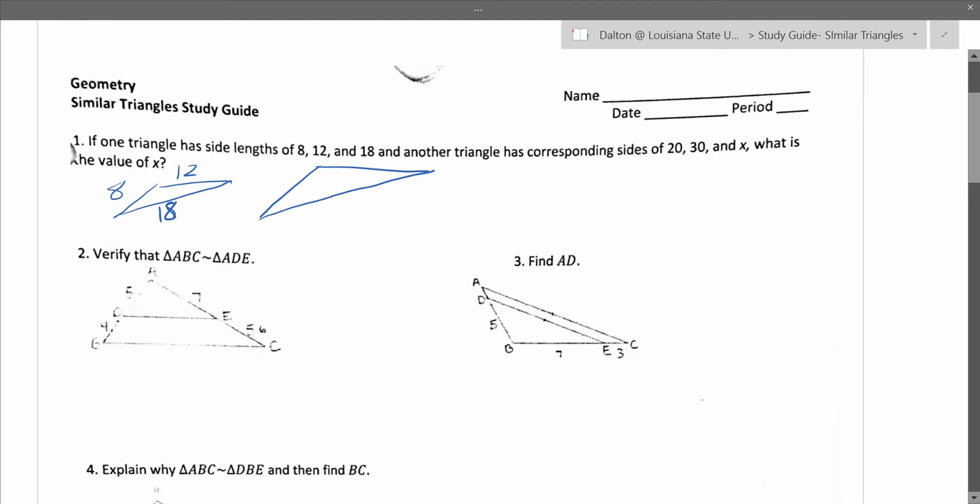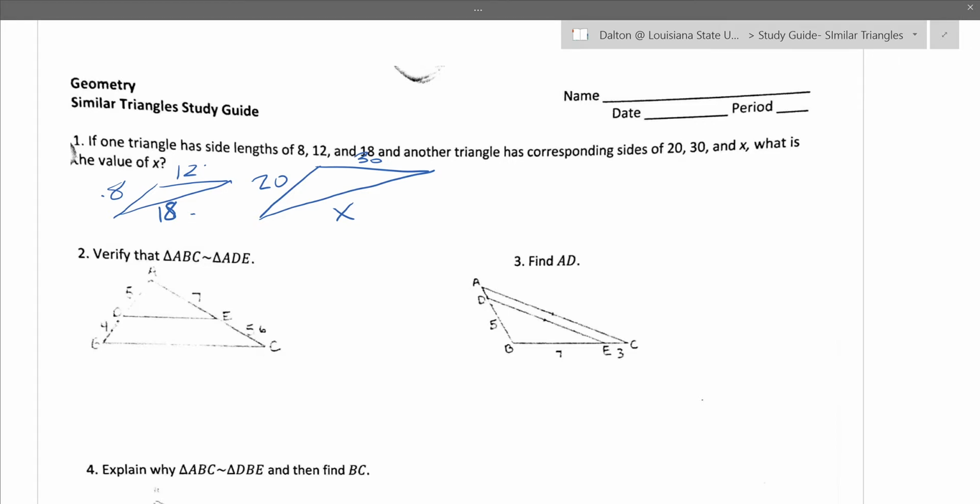Now, the order that you label the pictures, because it's respectively, needs to be in the same spot. So if you labeled this triangle 8, 12, and 18, you need to label the next triangle in that same spot, in that same order. So 20, 30, and x. So the question is, what is the value of x? The tricky part about this question is that they actually give us more information than what we need.